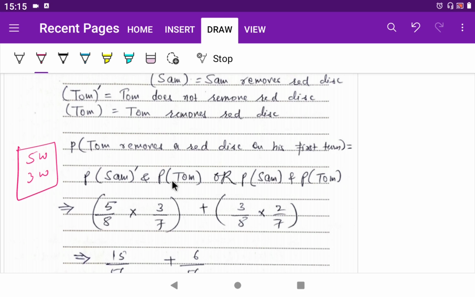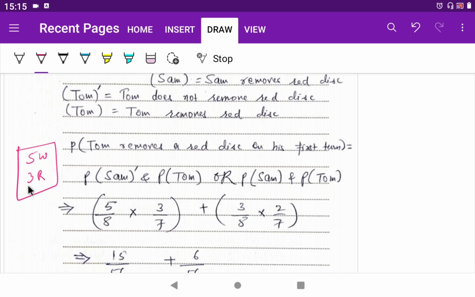So when Tom plays, there are only 7 cards, and of those 7 cards, 4 are white and 3 are red. So when Tom plays the game, the probability is 3 divided by 7. Or when Sam also removes the red card, it is 3 divided by 8.